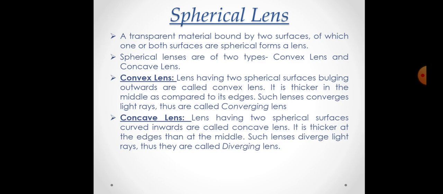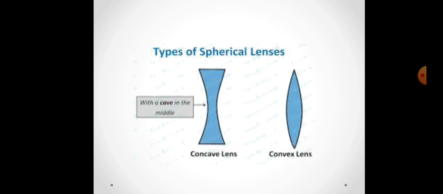In some cases, you will find that they will not mention convex lens or concave lens, whereas they will mention converging lens and diverging lens. So you have to remember which lens is called converging and which lens is diverging. Okay, next in this diagram we can see the concave lens and convex lens. In case of concave lens, as you can see, it is thin at the middle and thick at the edges, and convex lens is thick at the middle and thin at the edges.